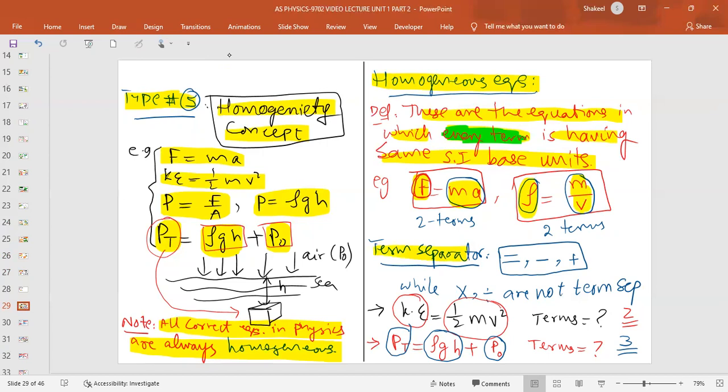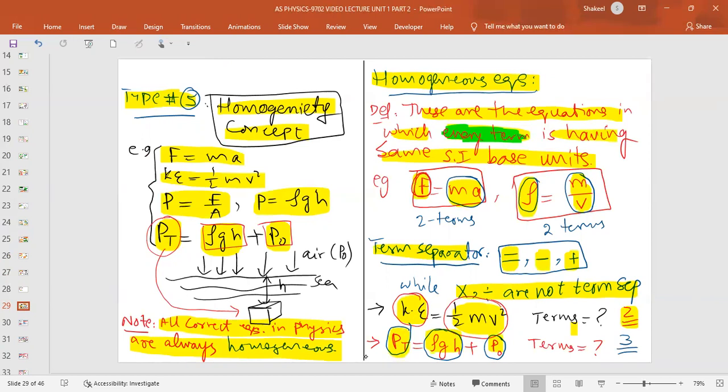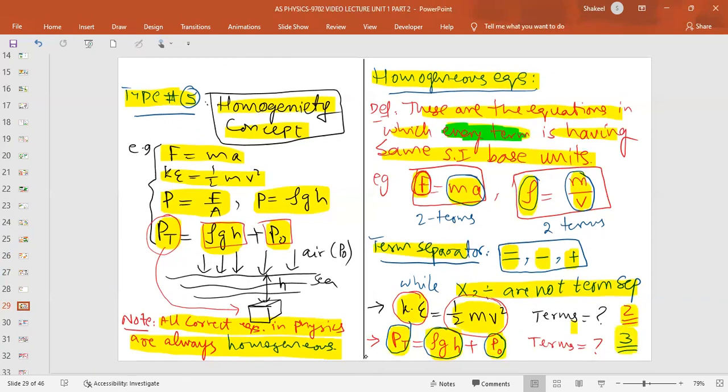So what is a term separator? How do we know how many terms are there? We look for the equal sign, negative and positive signs. If these signs come in the equation between the quantities, then the terms are separated. But multiply and divide are not term separators. Like kinetic energy is half mv square, it has two terms. Then total pressure is rho gh plus P naught. How many terms does it have? Sorry, three terms: total pressure is one, then the equal sign, rho gh is second, and then the plus sign, P naught is third. So whenever positive, negative, or equal signs come, they are the term separators. But if quantities are written with multiply and divide signs between them, they are considered a single term.